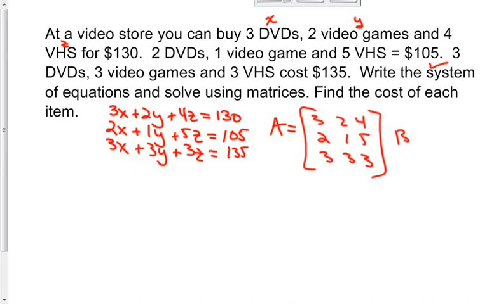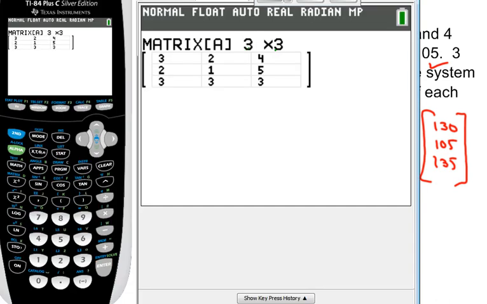Our B matrix is the answer numbers: 130, 105, 135. Now we're going to use our calculator and write down the inverse matrix. Okay, so pull up your calculator. I've already entered my A and B matrix, so we'll just show you that.